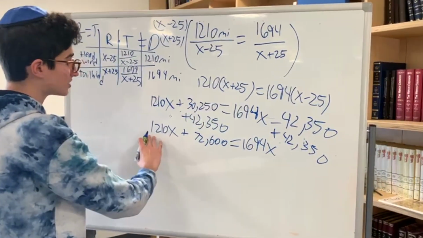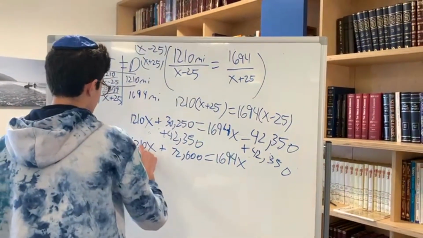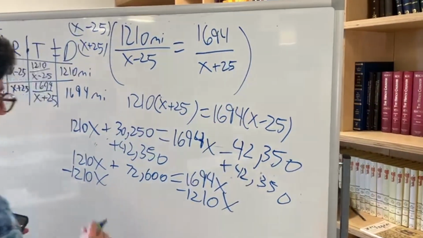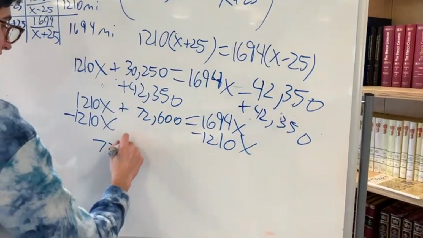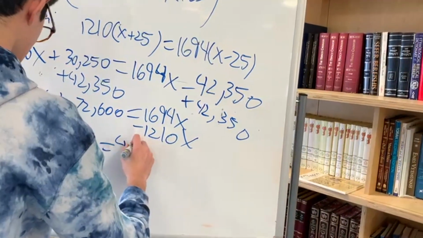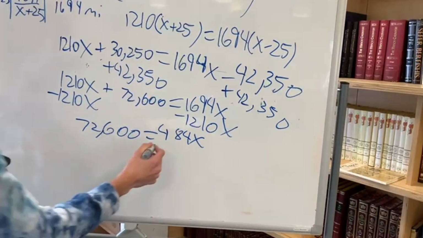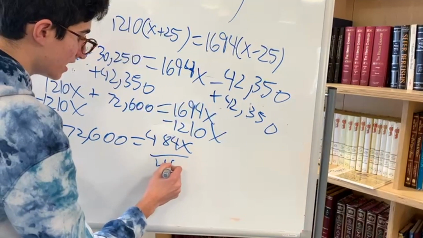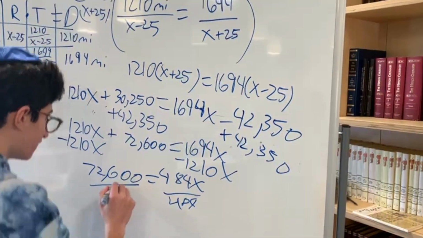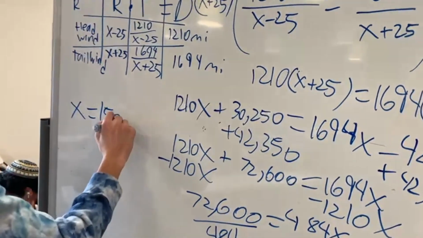Now we still have an x on this side, so we need to subtract 1,210x, and subtract it on this side too. And now we have 72,600 is equal to 484x. So now all we have to do is divide by 484, divide by 484, and we get x is equal to 150 miles.